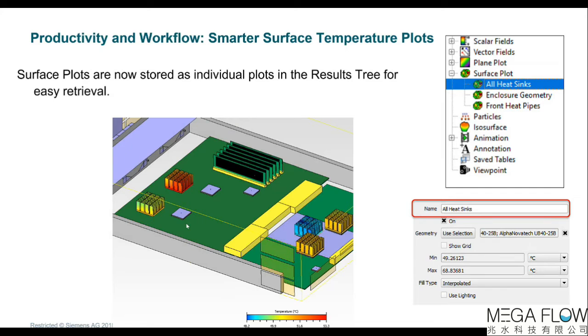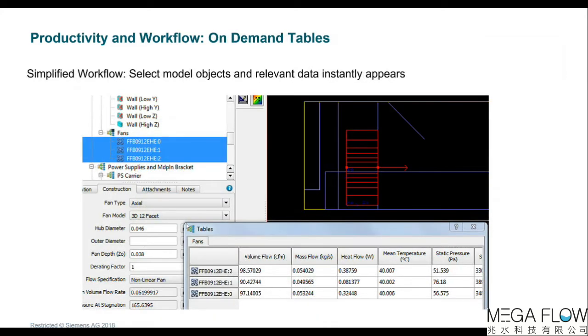So I mentioned surface temperature plots a few moments ago in the context of accelerated plot creation. We've also made a change to how they're organized in the results tree. Specifically, they now have a node that you can access to fully define what geometry is present within the surface temperature plot. So this makes it much easier to retrieve a plot that you created earlier, turn it on or off, or make modifications as necessary.